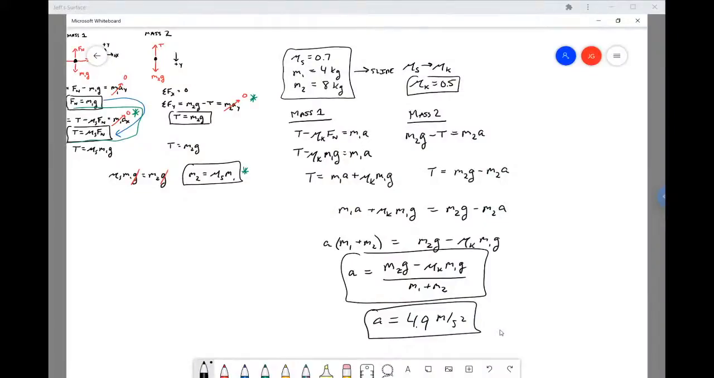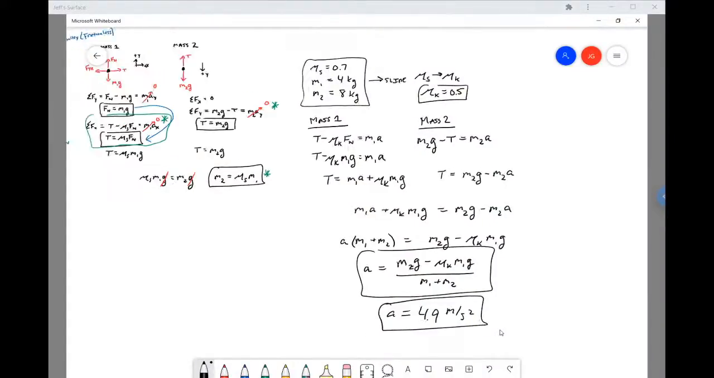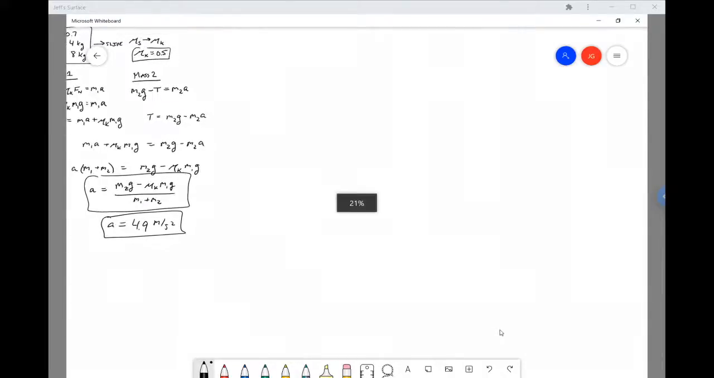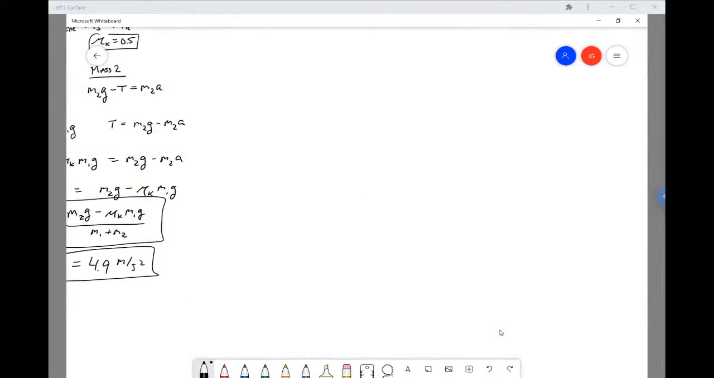So how is this different than your homework problem? When you look at your homework problem, what you're going to see is mass 1 is not on a flat surface, it's on an incline. So what does that do? I like building up layers of complexity, one piece at a time.